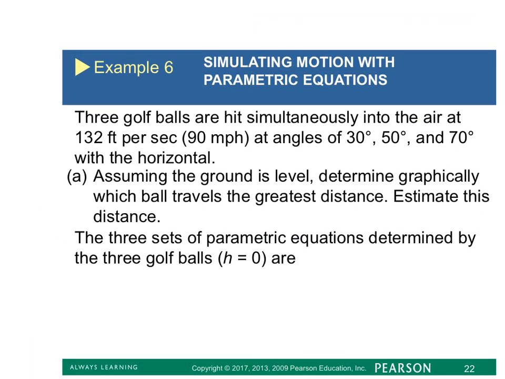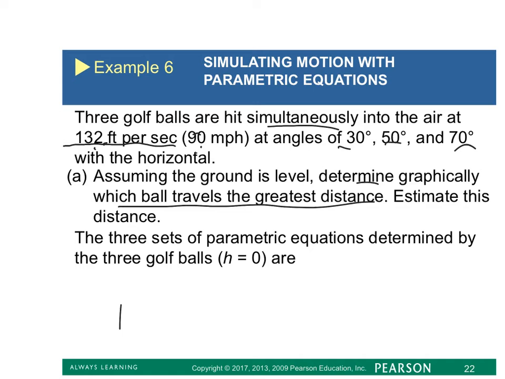Three golf balls are hit simultaneously into the air at 132 feet per second. Wow, that's 90 miles per hour. Might want to memorize that. Maybe not. That means you could figure out what 60 miles an hour is or 30 miles an hour is. Anyway, three different angles. They're all hit with the same initial velocity. Assuming the ground is level, determine graphically which ball travels the greatest distance.